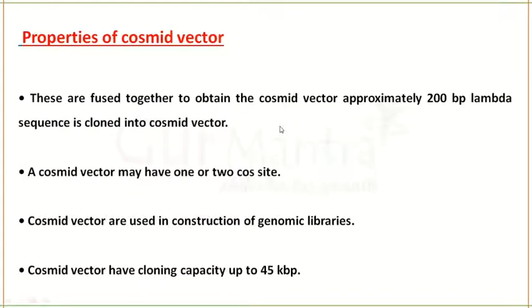A cos site is nothing but a kind of sequence present in the bacteriophage genome. Cosmid vectors are used in the construction of genomic DNA libraries. We'll study about that. Cosmid vectors have a cloning capacity of up to 45 kilo base pairs. They can take an insert size of up to 45 kilo base pairs, that is 45,000 base pairs.